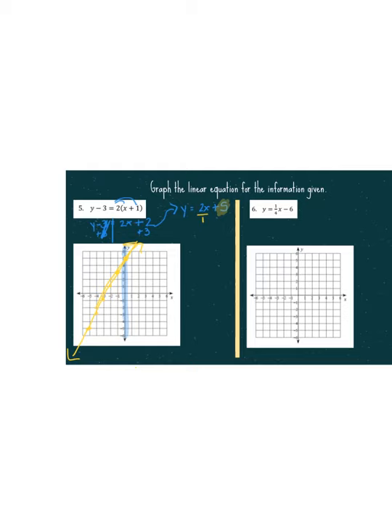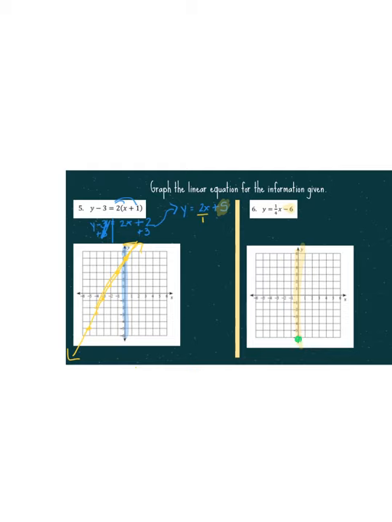Number 6 says y equals 1/2 x minus 6. Well, when I look at this one, it's already in y equals. So it's already in slope form, so we don't have to do anything with it. So I have a -6. Remember, that always has to start on this y-axis right there. So I'm going to start with a -6 right down here on -6.